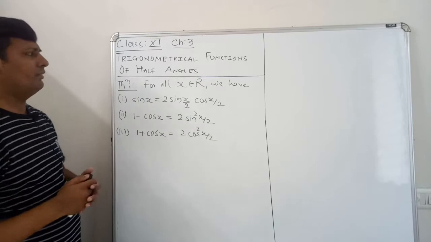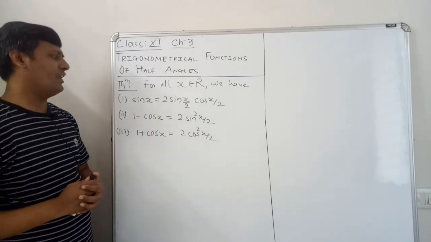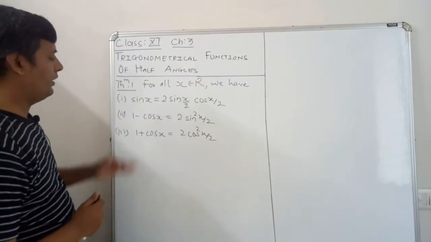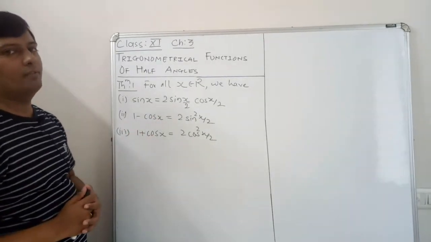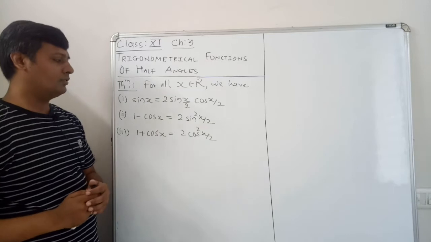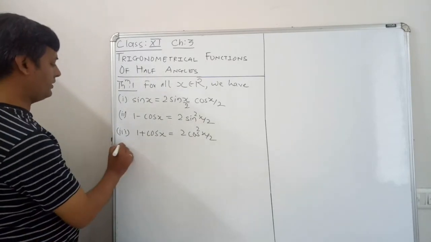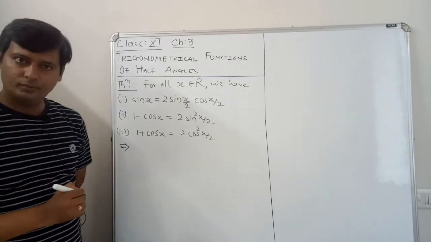So first, for all x belongs to R, we have sin x is equal to 2 sin x by 2 cos x by 2. 1 minus cos x is equal to 2 sin square x by 2, and 1 plus cos x is equal to 2 cos square x by 2, right? So let's see the proof.